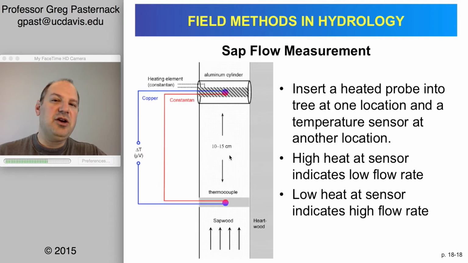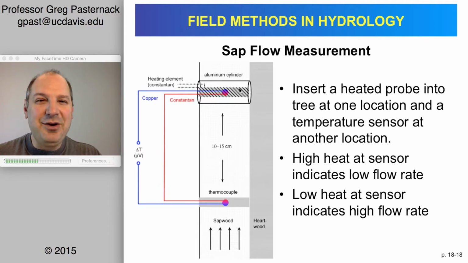So what happens here is we're going to take advantage of this. You've got the unidirectional flow taking place from the bottom moving up, and we're going to put into the tree a heating element. Don't worry, we're not going to hurt the tree. As we heat that up, it's trying to make a cone around it, a bell curve. But because of the unidirectional flow, more of that heat is going to be pushed up the tree and less of it is going to be moving down.